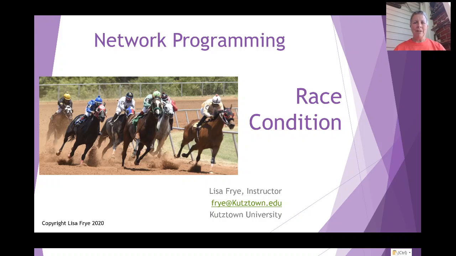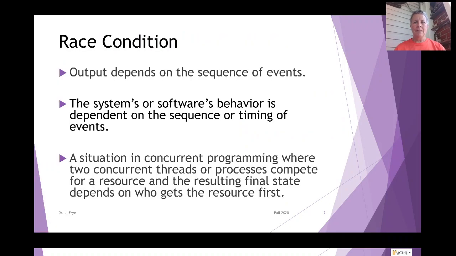Today we're going to talk about race conditions. This slide gives you a couple different definitions of a race condition, but essentially a race condition is when the output of a program or multiple processes running will depend on the order of operations or when those processes get run. And we'll look at a few examples.